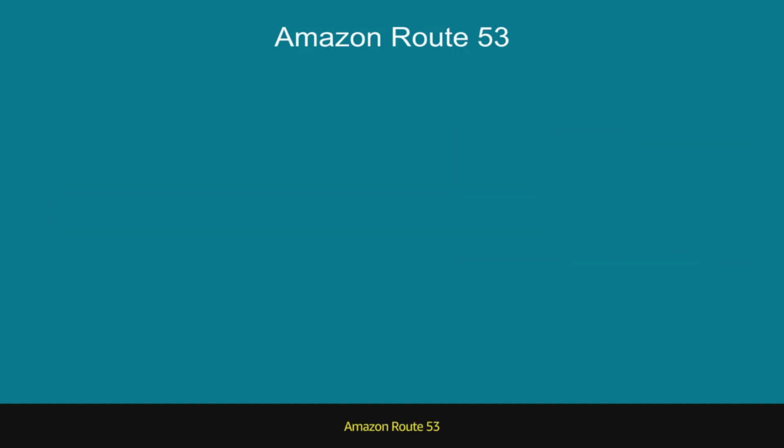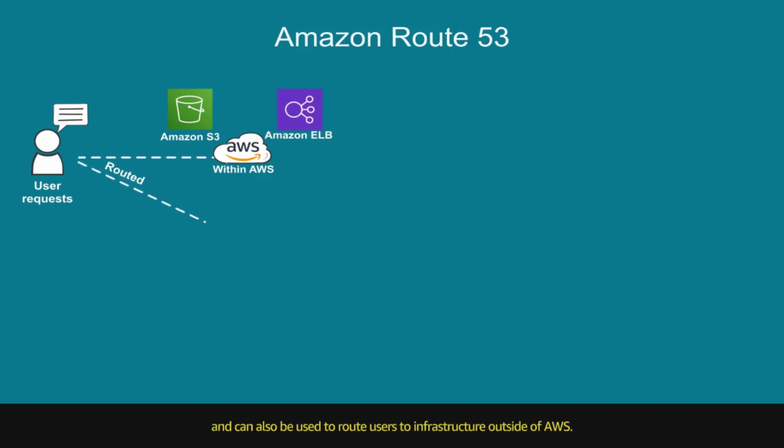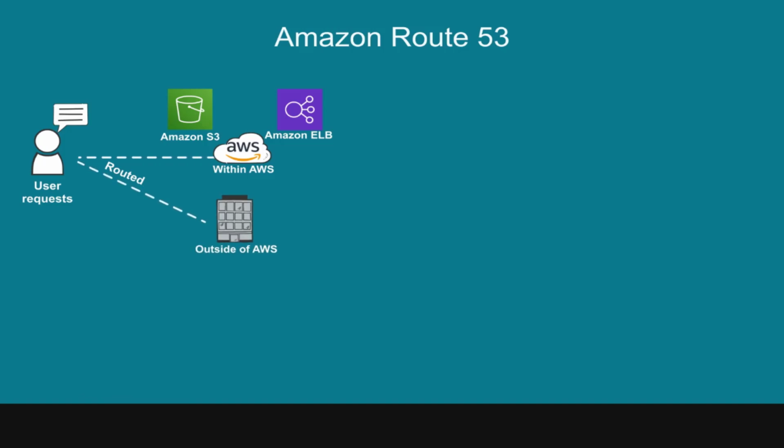Amazon Route 53 connects user requests to infrastructure running in AWS, such as Amazon S3 buckets or Amazon Elastic Load Balancers, and can also be used to route users to infrastructure outside of AWS.